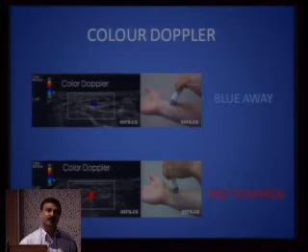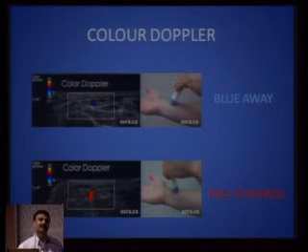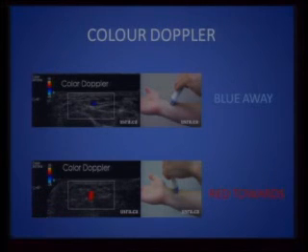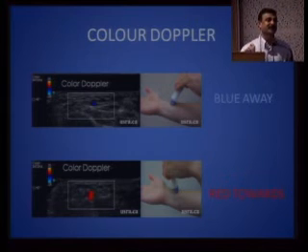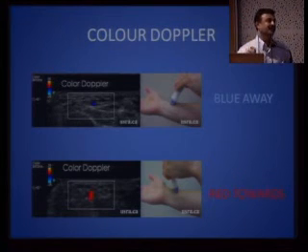So with Doppler, veins are not always blue, arteries are not always red. If the direction of blood flow is towards the transducer, it will be red. If the direction of blood flow is away from the transducer, it will be blue. You can identify an artery because it pulsates. You can identify a vein because you can compress it with your transducer probe.